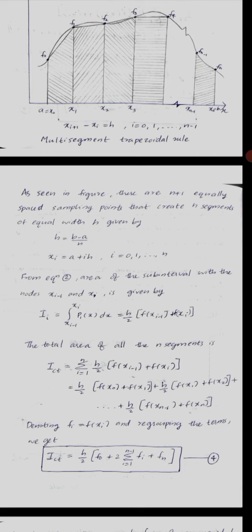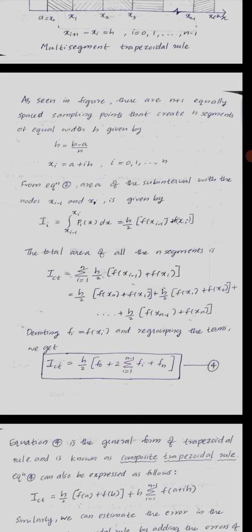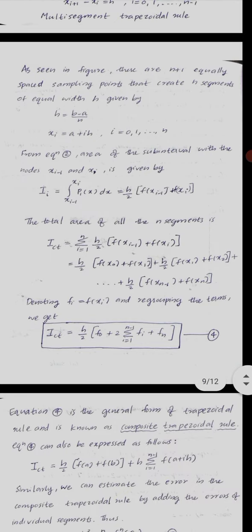The total area of all the n segments is ICT equal to summation i = 1 to n of h/2 into [f(xi - 1) + f(xi)], equal h/2 into [f(x0) + f(x1)] plus h/2 into [f(x1) + f(x2)] plus etc plus h/2 into [f(xn - 1) + f(xn)]. Denoting fi equal f(xi) and regrouping the terms, we get ICT equal to h/2 into [f0 plus 2 into summation i = 1 to n - 1 of fi plus fn].